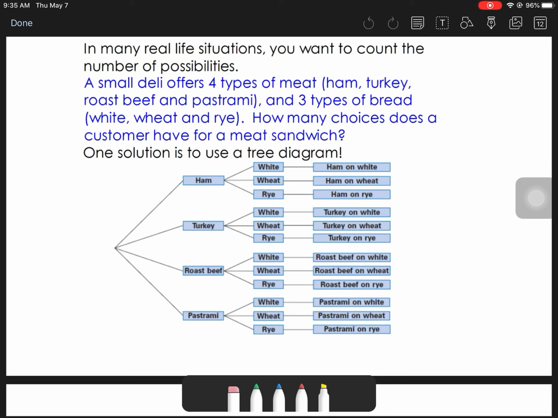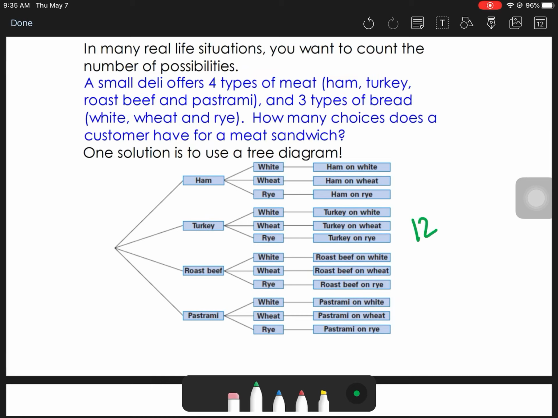So you can see that one way we can figure this out is with a tree diagram. First we would list all the meats, and then for each meat we would list the bread, and that would give me the number of sandwiches. So there would be 12 sandwiches when I count at the end.